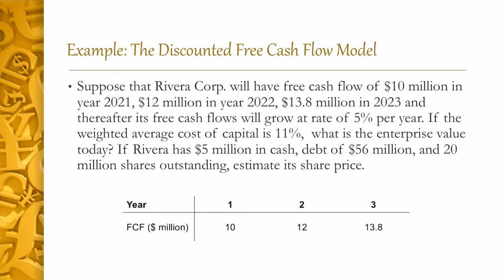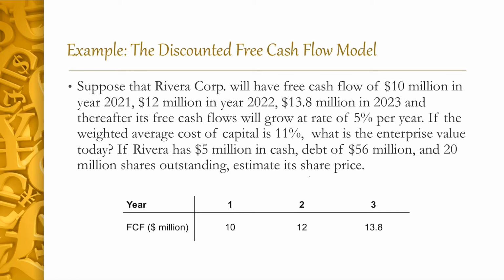Suppose that Rivera Corporation will have a free cash flow of $10 million in year 2021, $12 million in year 2022, and $13.8 million in year 2023. And thereafter, its free cash flows will grow at a rate of 5% per year. If the weighted average cost of capital is 11%, what is the enterprise value today?